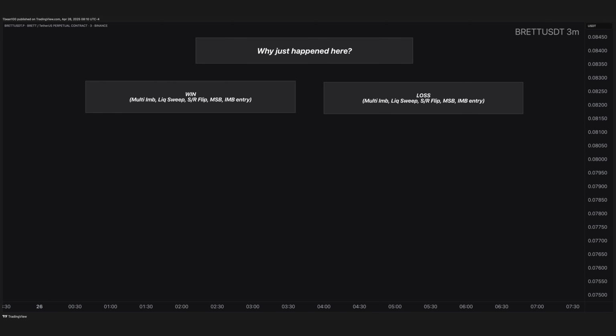The winning setup: multi-imbalance area, inner liquidity sweep, inner SR fill zone, market structure break, and imbalance entry. What about the losing setup? Multi-imbalance area, inner liquidity sweep, inner SR fill zone, market structure break, and the imbalance entry. Wait, what? 100% exactly the same setup. Zero difference at all. How is this even possible?